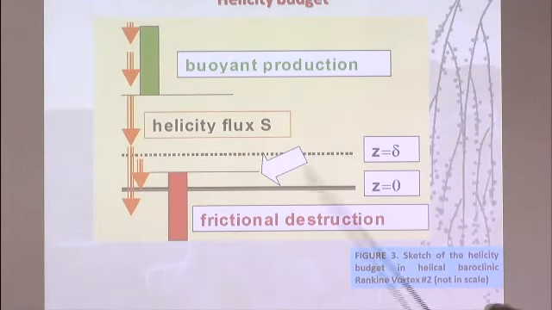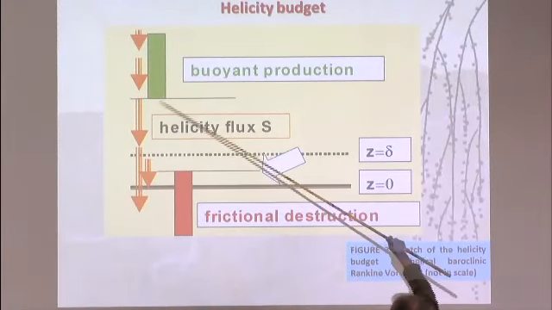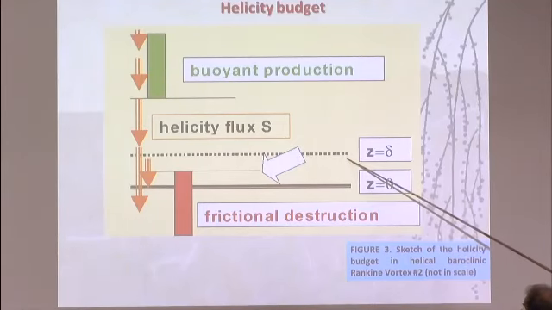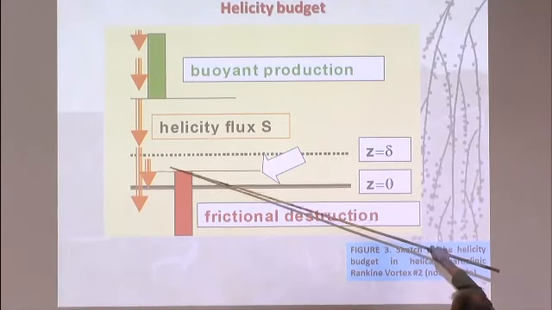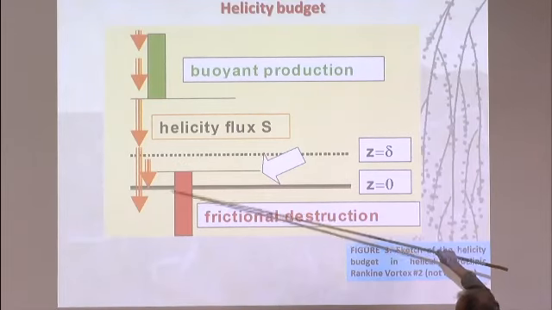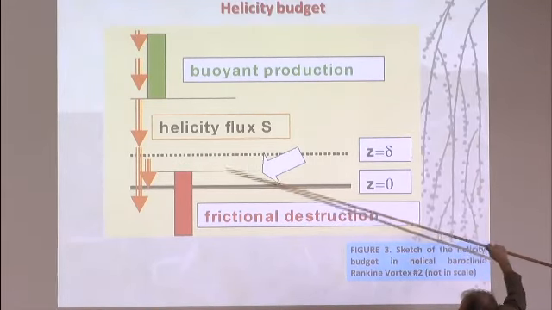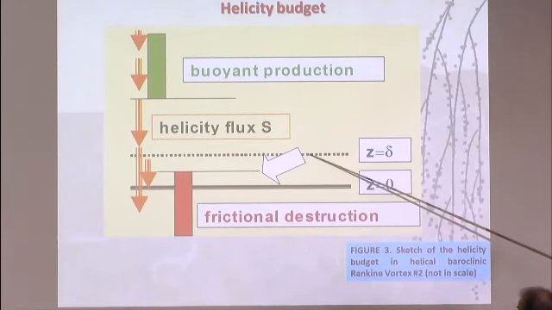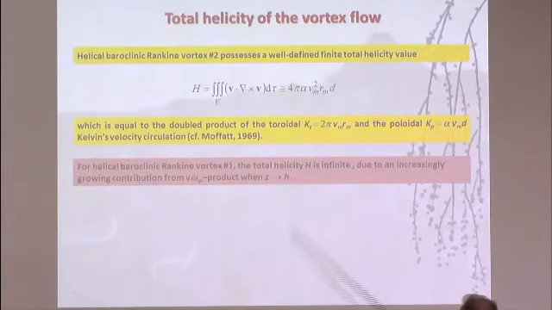And so this is the scheme. So buoyancy production of helicity and energy, flux downward. The main dissipation of helicity and energy occurs at the breakdown level, but still some energy and helicity is transported further to the ground. So the dissipation of helicity and energy occurs both at the breakdown level and at the very last.